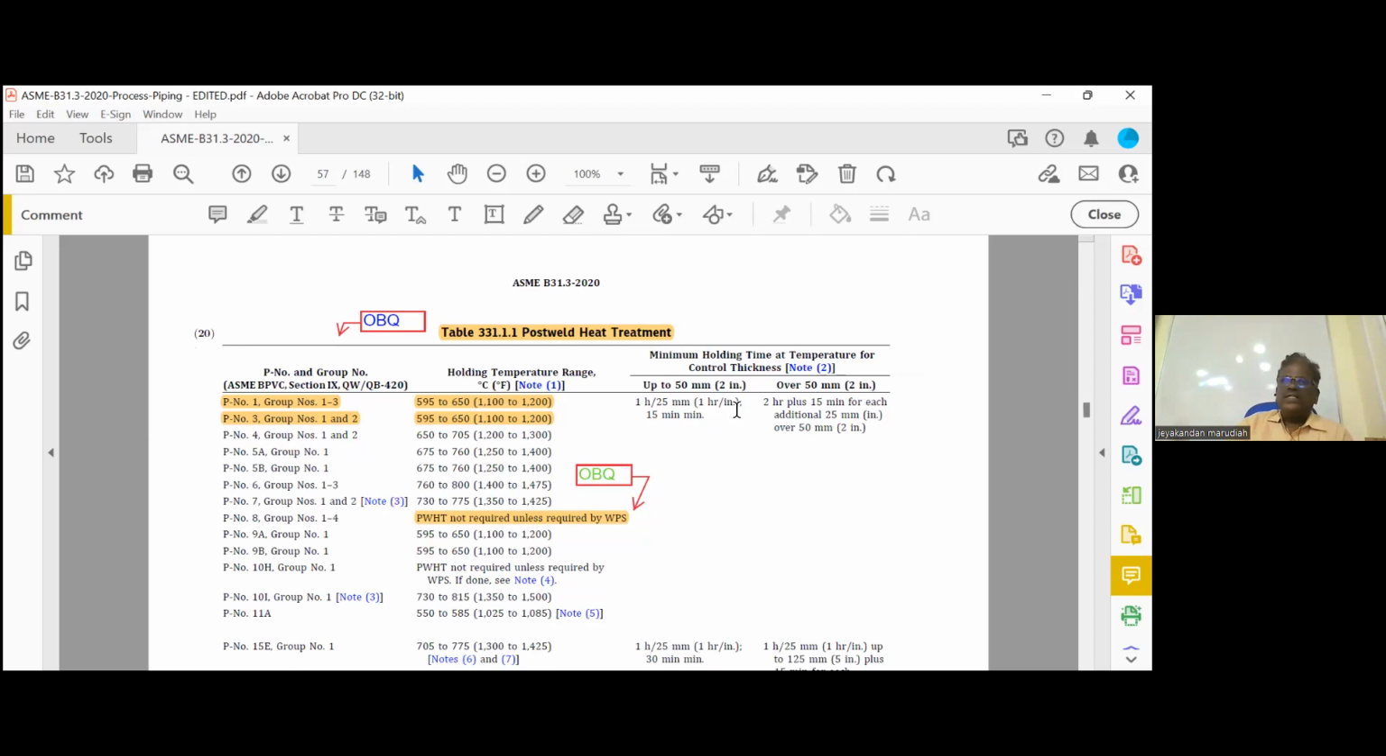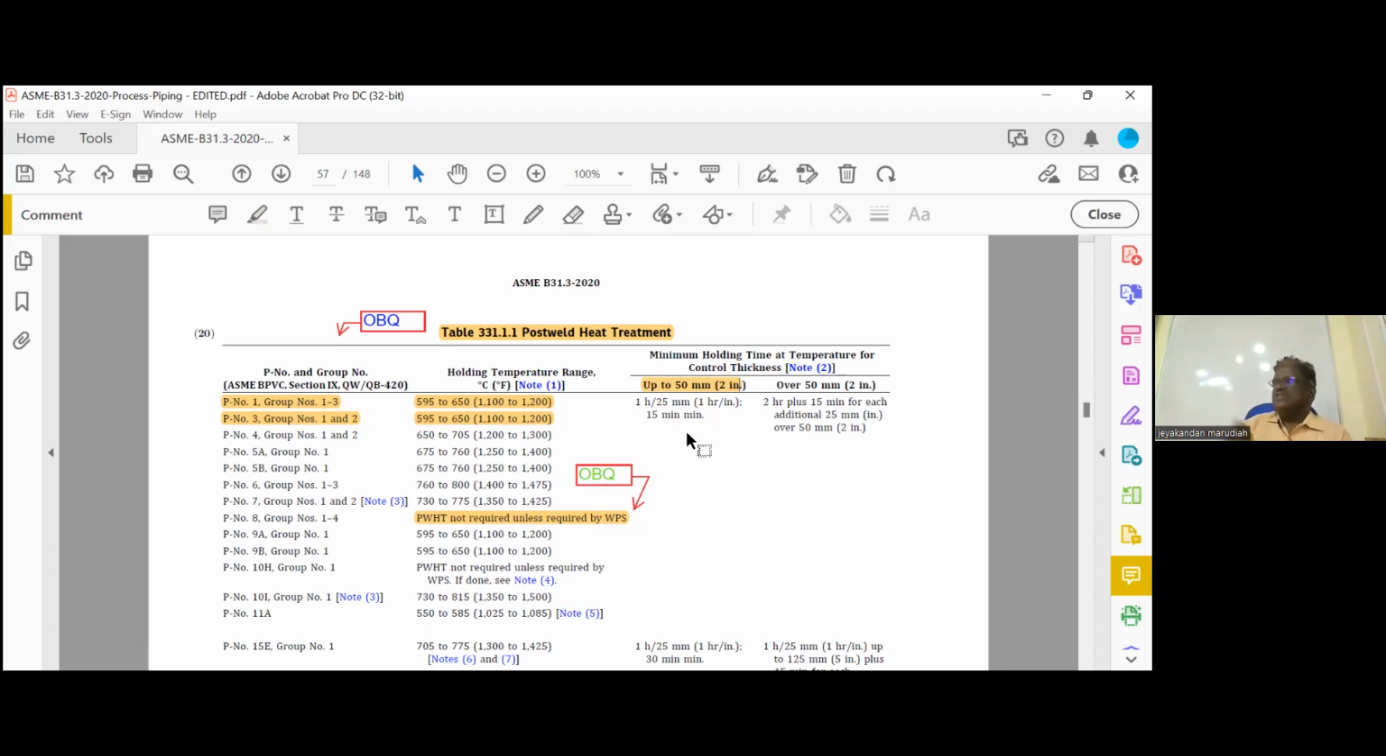1 hour per inch, condition number 1. Second condition is 15 minutes minimum. What is the meaning of this? Up to 2 inch. Suppose your thickness is 2 inch, we have to give 2 hours. 1.5 inch, 1.5 hours. 1 inch, 1 hour. Half an inch, half an hour. 0.25 inch, quarter hour. Quarter hour means 15 minutes. Less than 0.25 inch also, we have to give minimum 15 minutes. So minimum cannot be less than 15 minutes.